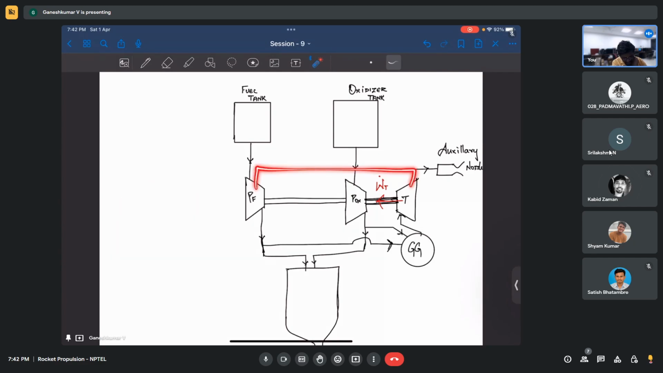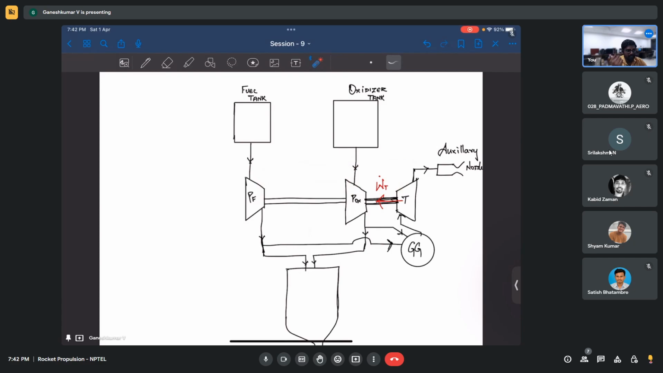It's not. I'm telling that if you give it to the pump, not to the combustion chamber. So if you take this and give it to the combustion chamber, then it becomes a staged combustion cycle. Here, this is the gas turbine cycle, right?